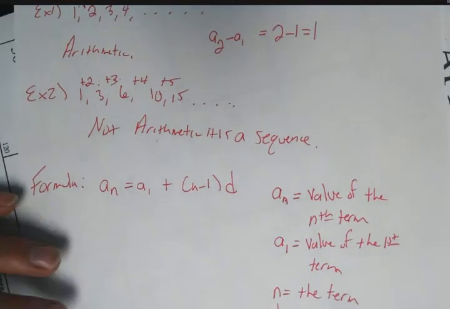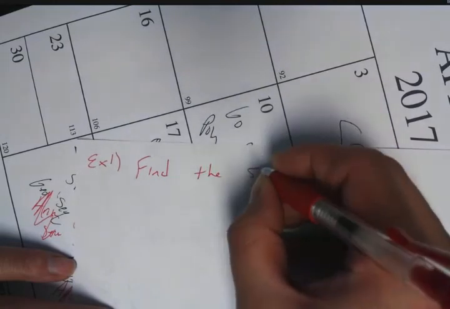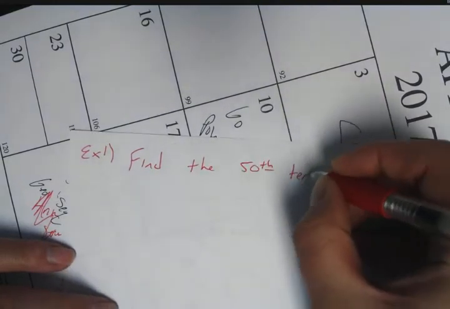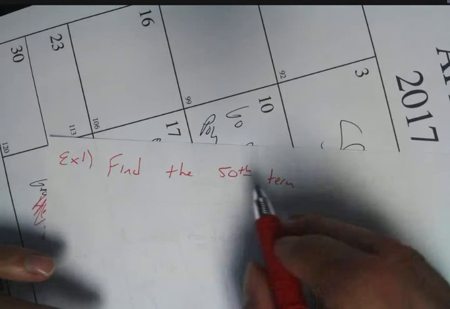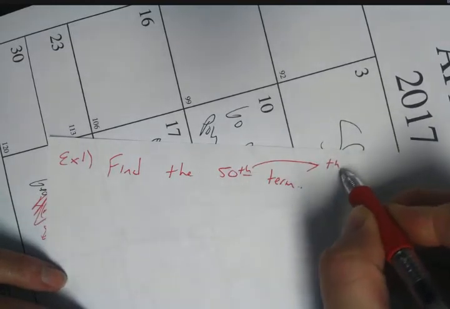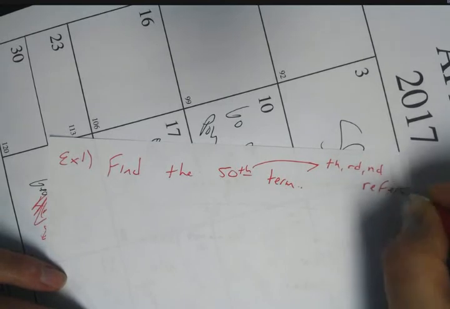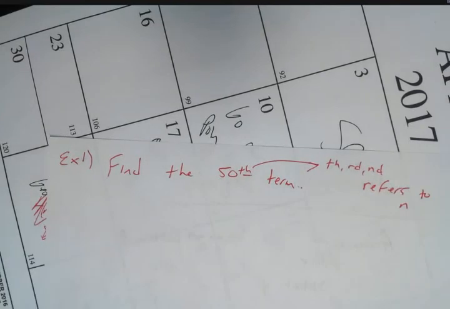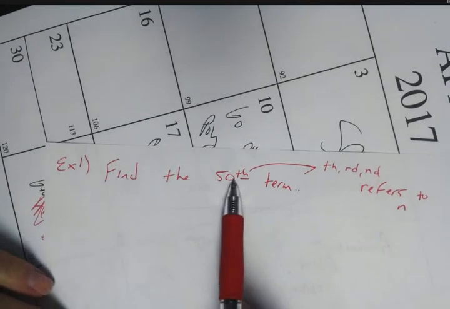Okay. All right, let's try a couple examples using the formula. So the first thing we're going to do is find the value of a term. So I want to find the 50th term. Now, a little thing to remember that will help you know when to use n and when to use an is that anytime you have th, rd, or nd, this refers to n. So it's just something small to remember, because it's counting. Like if you're in 4th place, that means you're the 4th person to cross the finish line. So that's one way to remember that this is counting.